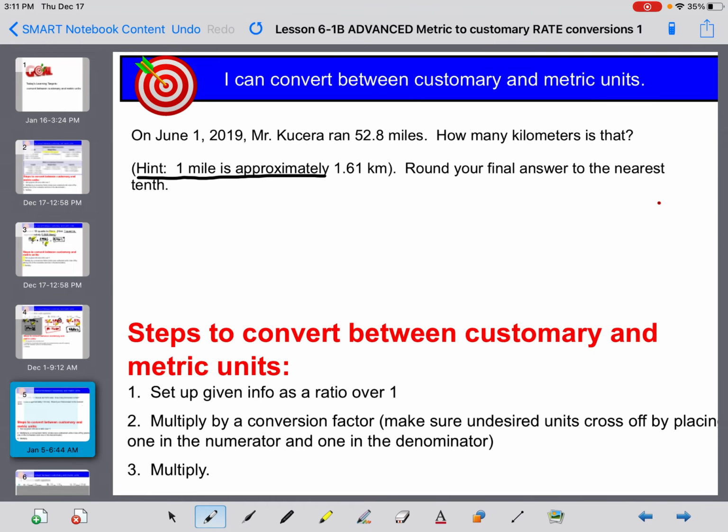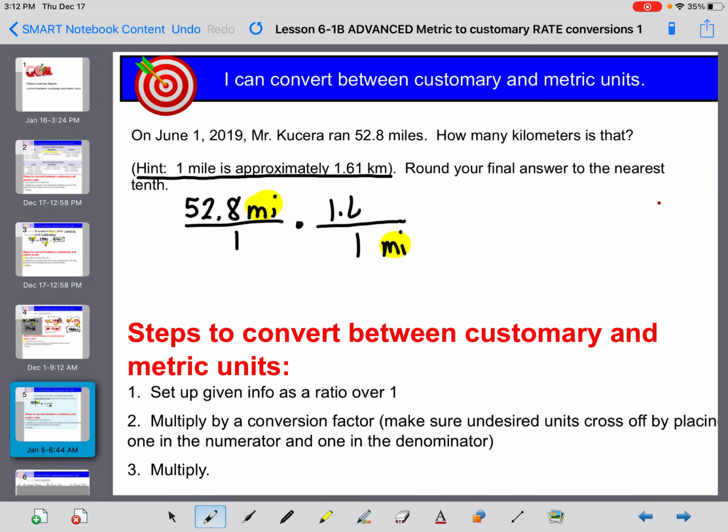Do you see how this is written? This is usually what you will get on a test or a quiz. I'll just give you the conversion factor. So we're going to start off by setting up the original number, 52.8 miles, as a ratio over 1. I'm going to multiply by my conversion factor, strategically placing my miles so that my miles will cross off by being 1 in the numerator and 1 in the denominator. Then the only spot left is the numerator for 1.61 kilometers. Then I multiply across.